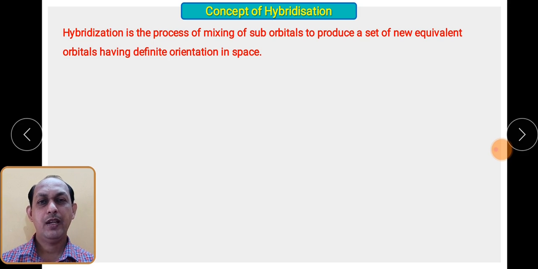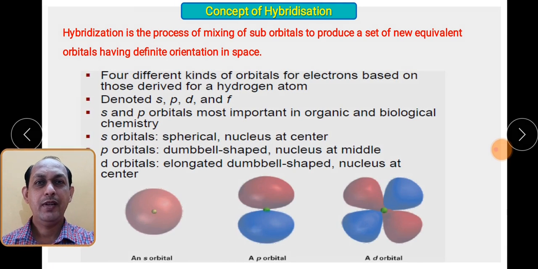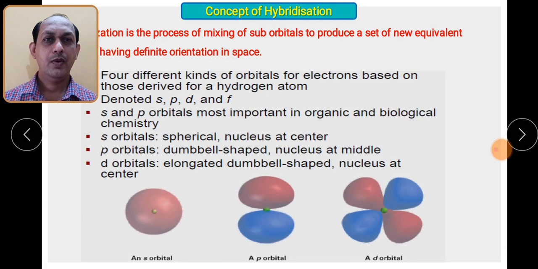So that is very responsible for having a definite geometry and bond angle which is present for every molecule. So remember what the hybridization process is. This is nothing but the process of mixing of atomic suborbitals to form new orbitals which are called hybrid orbitals.